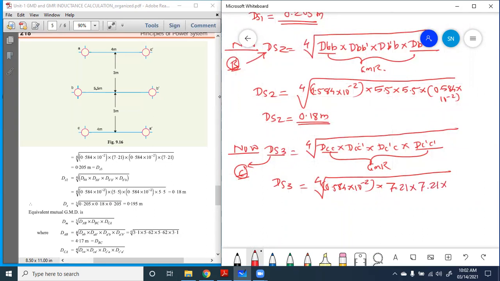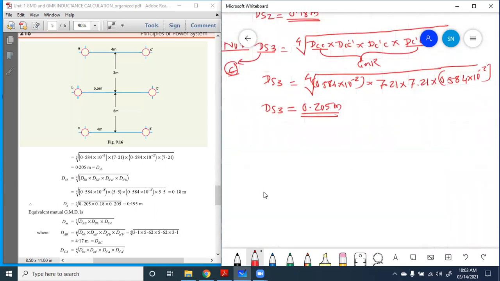into 7.21, into DCC dash, that is GMR, 0.4584 into 10 raised to the power minus 2. Solve in calculator, then we are getting DS3 is equal to 0.205 meter. Okay, now these are the three values related with the self GMD of the individual conductor.